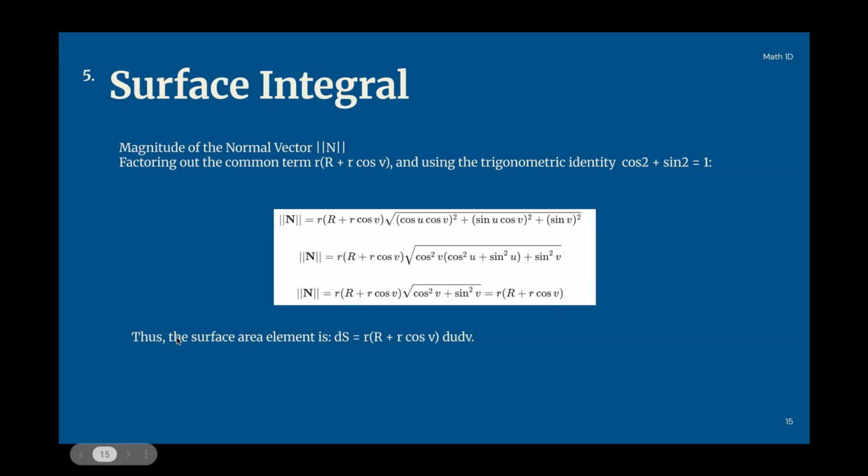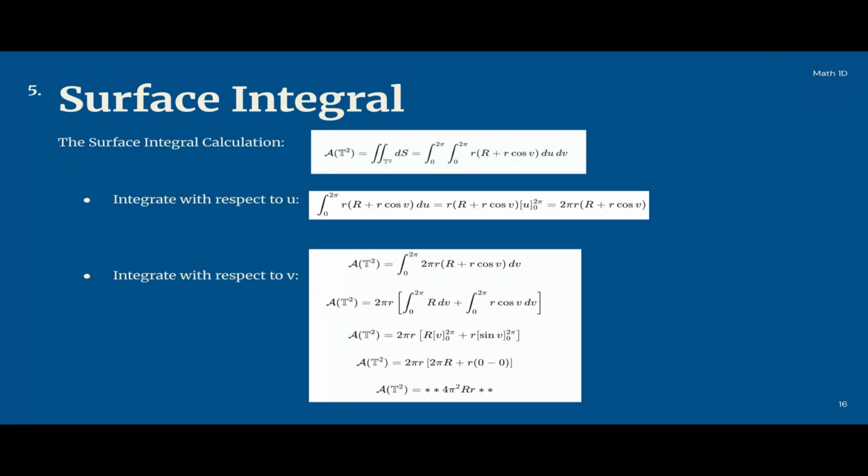That's it. And thus the surface area element dS is r times big R plus r cosine v du dv. Okay, now let's get back to calculating the integral of the surface, which is the area of the torus. Now we have the length of the normal vector. We can now do this. We have this function here. It's just the double integral over the domain of the length of the normal vector, du dv.